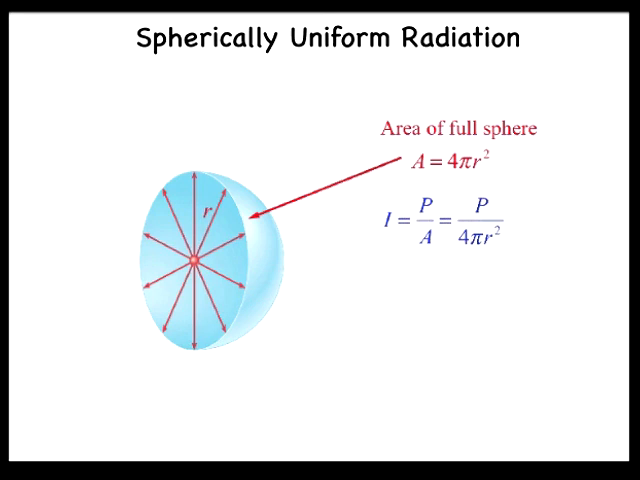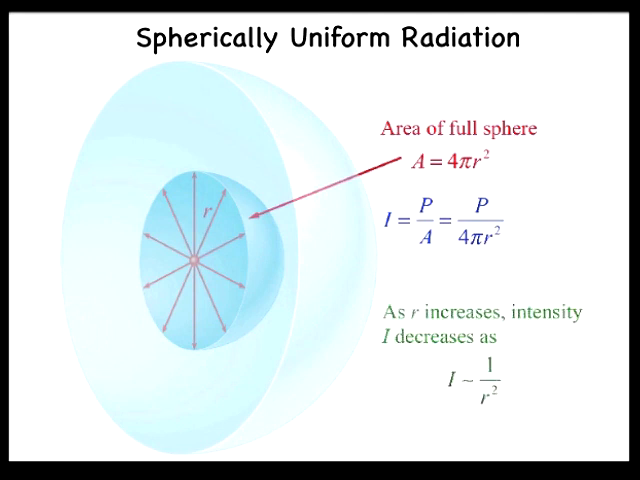From this, we see that the intensity of a source that radiates sound uniformly in all directions varies as 1 over r squared. In other words, the intensity decreases as the square of the distance from the source. For example, if the distance increases by a factor of 2, the sound intensity decreases by a factor of 2 squared, which is equal to 4.